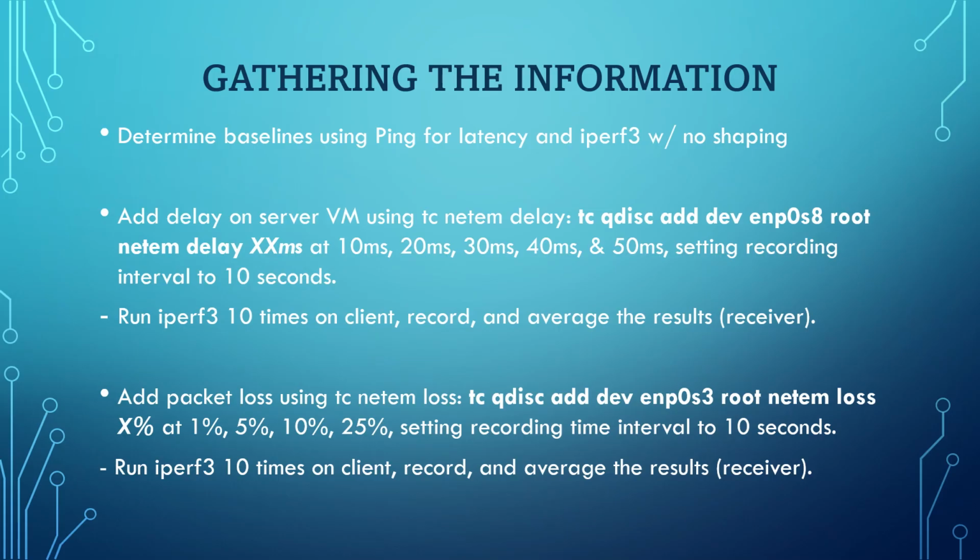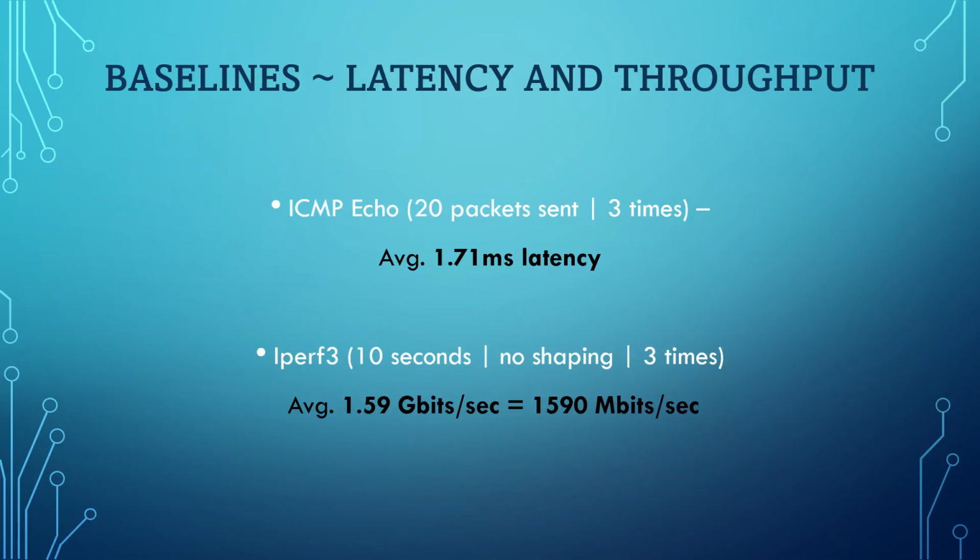Similarly, I introduced packet loss using the tc netem commands at 1%, 5%, 10%, and 25%, running iperf3 10 times, recording and averaging the results. Here we can see the initial baseline results for latency, running a simple ping test, and iperf3, which tested the throughput of the locally connected machines. As shown, I sent 20 ICMP echoes from the client to the server 3 times, resulting in an average of 1.71 milliseconds latency. I then sent unshaped iperf3 TCP messages at a 10-second interval 3 times as well, resulting in an average of 1.59 gigabits per second.